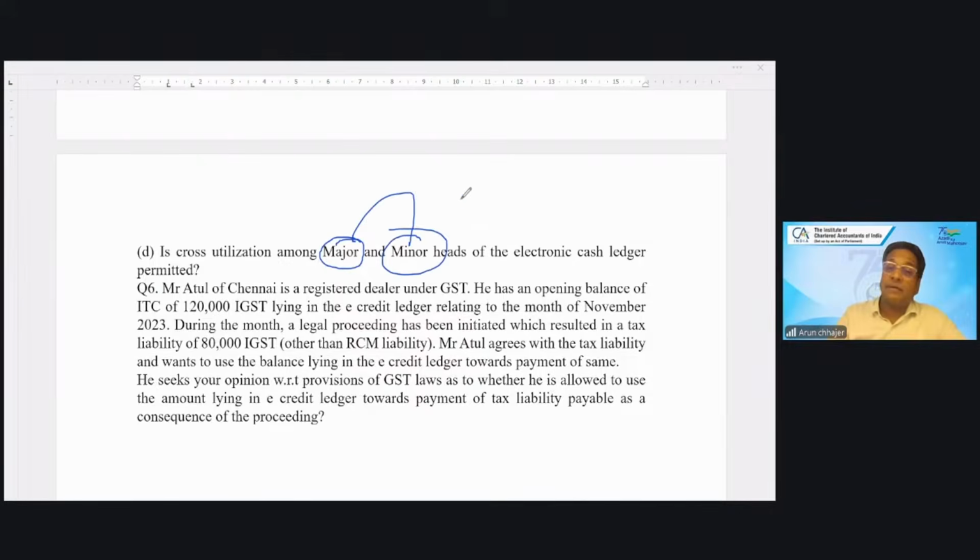So, major minor head में permitted, answer is yes, it is permitted, and through PMT 09. There is a concept of PMT 09, and through that challan you can transfer the same.